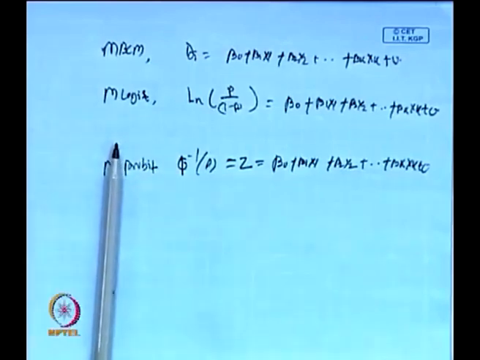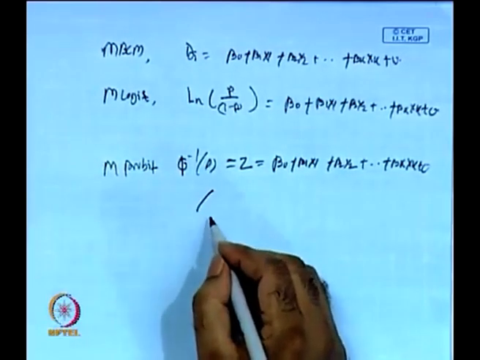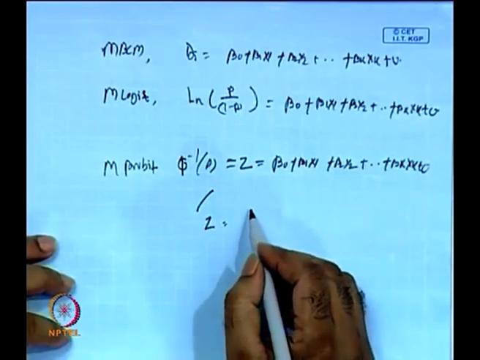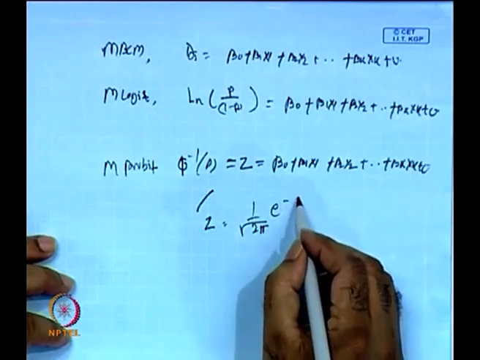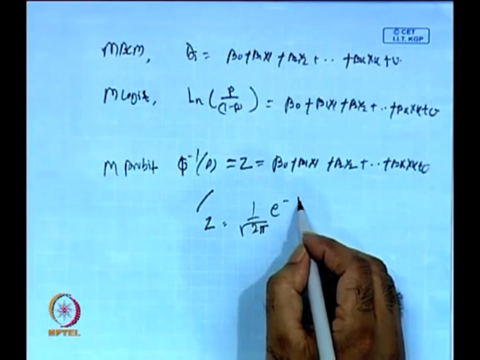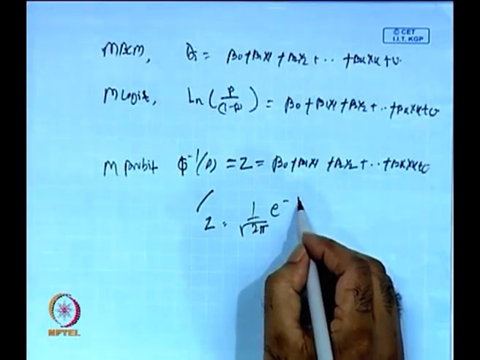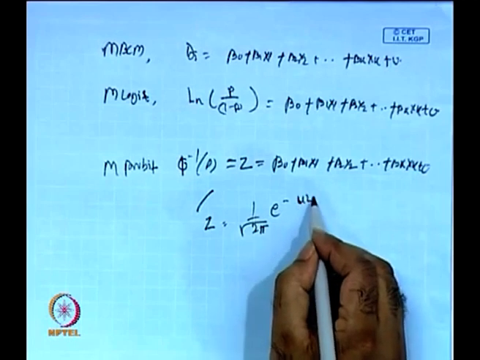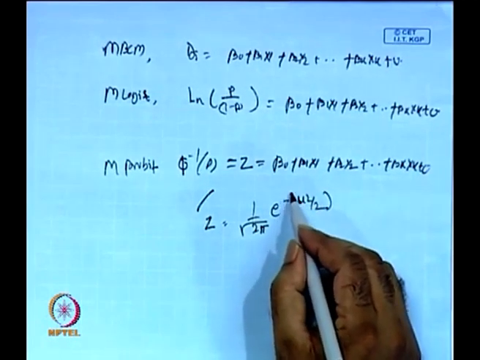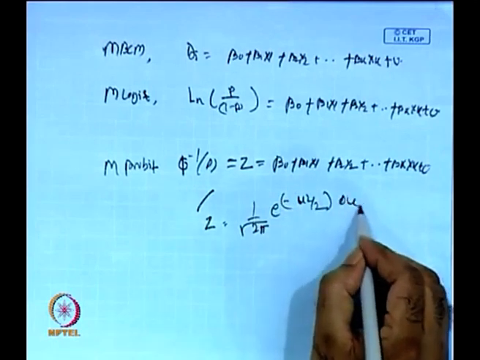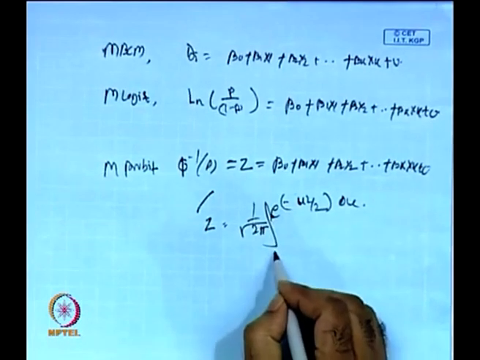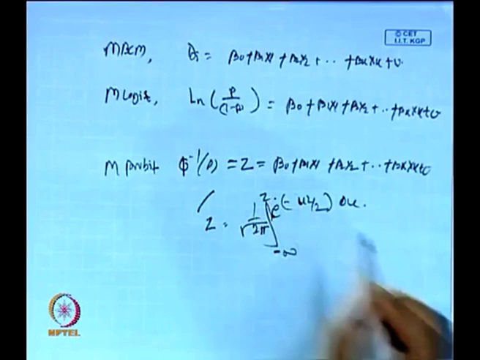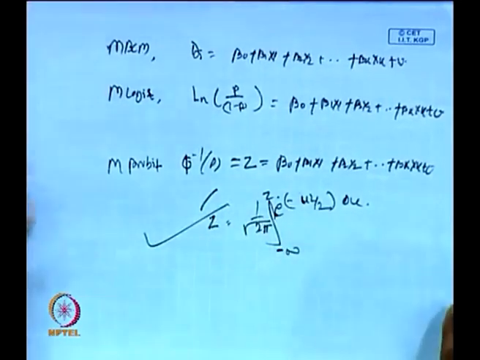Okay. So, now here the z is followed by 1 by square root of 2 pi, e to the power minus u square by 2 du, summation, that is, from minus infinity to z, okay. So, this is how the probability normal distribution function is all about, all right.